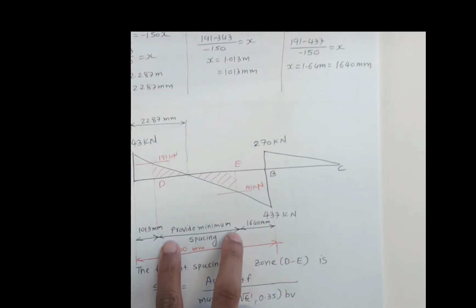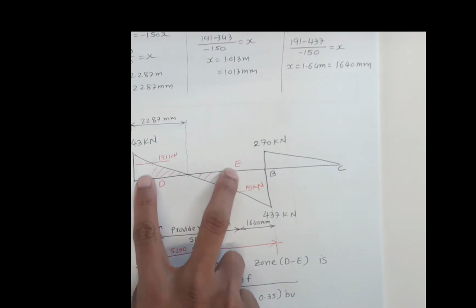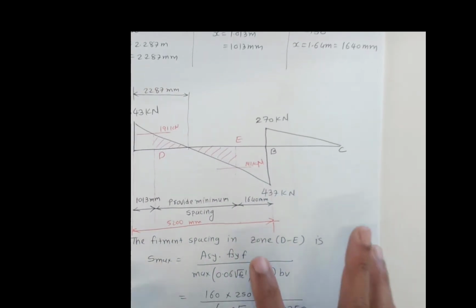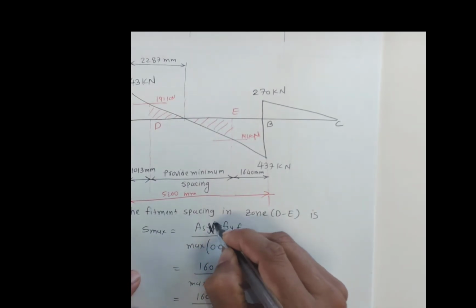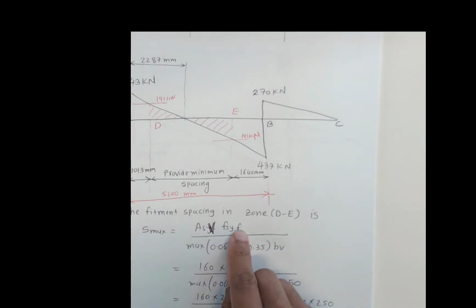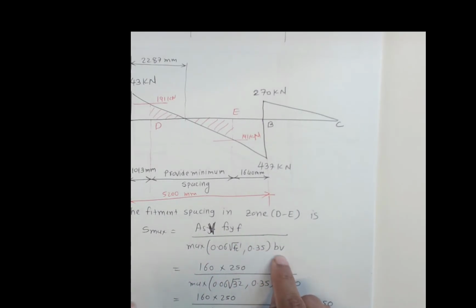So we can provide the minimum spacing in this zone. Now what is the spacing here? We can use this equation. S maximum is the area, let's say this is ASV, times the yield strength of the fitment over the maximum of 0.06 square root FC dash or 0.35 BV.